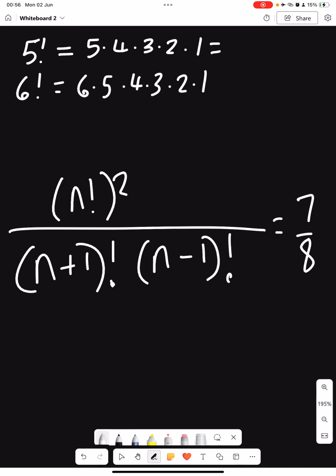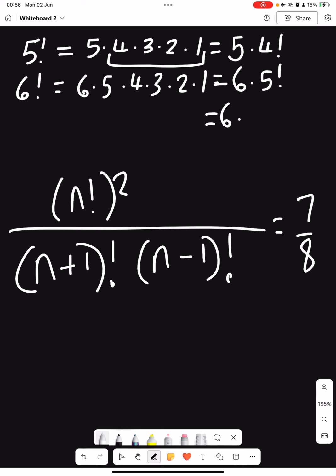So we can agree, ladies and gentlemen, that 5 factorial can be written as 5 multiplied by 4 factorial, because this guy here is 4 factorial, 4 times 3 times 2 times 1. We can also agree that 6 factorial can be written as 6 multiplied by 5 factorial. Or if you want to, you can write it as 6 multiplied by 5 multiplied by 4 factorial, just looking at it from there. Right? So that is the other important skill we'll need to be able to solve this question.